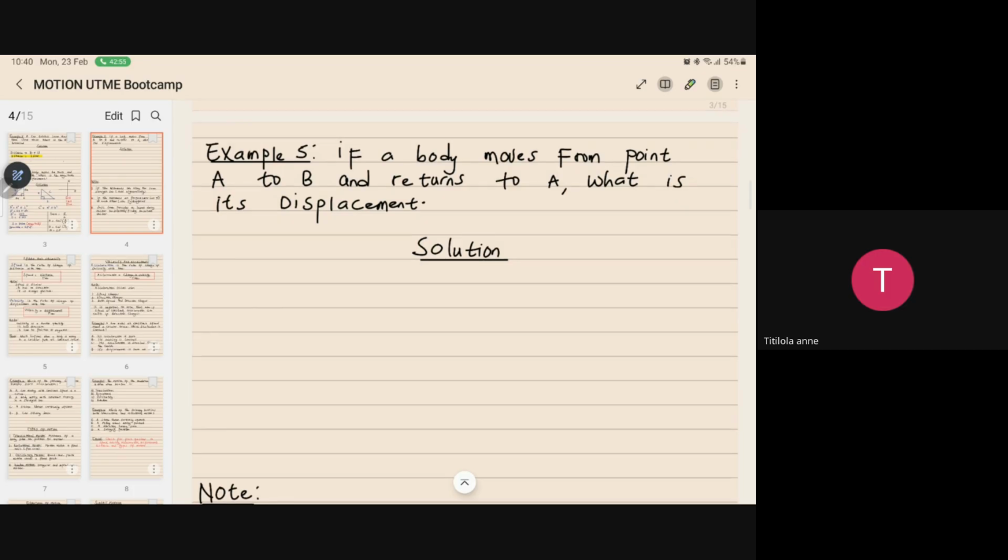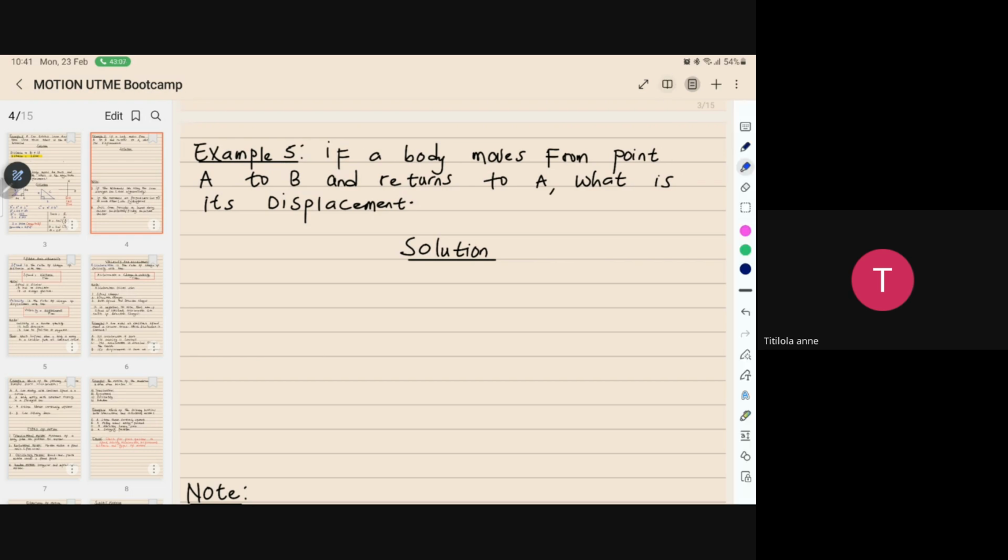All right. So example 5 now. If a body moves from point A to point B and returns to A, what is the displacement? I go again. If a body moves from point A, that means that guy started from here, from point A, he moved to point B and still returned again to point A. Can someone attempt? What do you think will be the displacement?